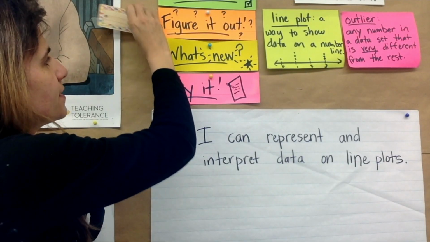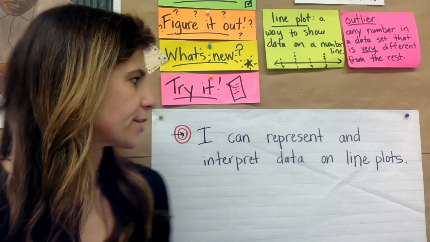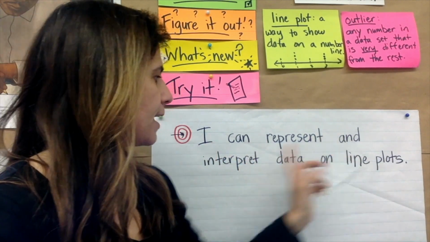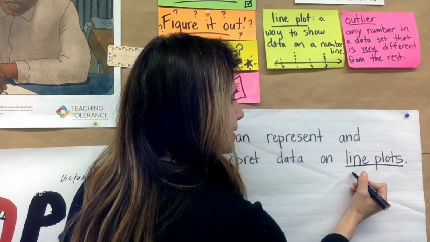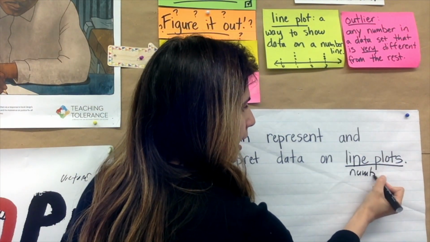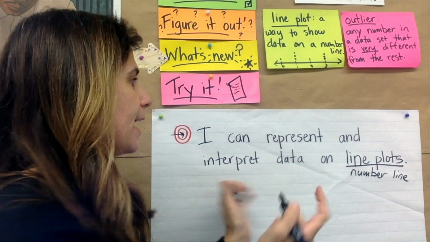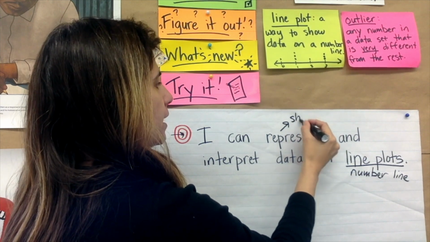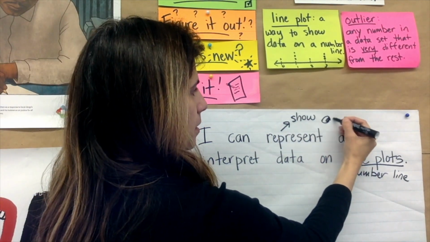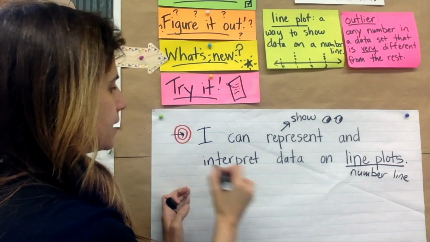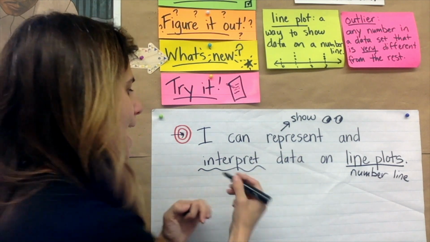All right, let's move this on down to what's new. Well, I already sort of introduced what's new, but let's look at that learning target. I can represent and interpret data on line plots. Okay, so we already learned that line plots use a number line to show our data set. And represent, so we're going to show it. We're going to show what it looks like. I'm going to draw an eye there because that helps me remember to show it. And interpret. So that means we're going to be figuring it out. We're going to be looking at it and analyzing it.